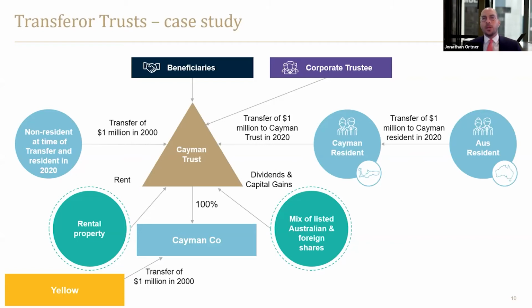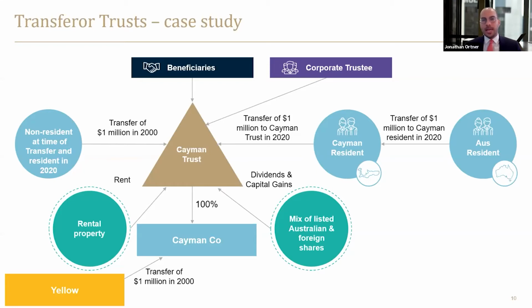On your right-hand side, you can see that you've got an Australian resident that transfers $1 million to a Cayman resident, who in turn, under a back-to-back arrangement, transfers $1 million to the Cayman Trust. Again, as I mentioned earlier, back-to-back transfers are caught, and so the Australian resident would be taken to be an attributable taxpayer, assuming all the other requirements are satisfied.